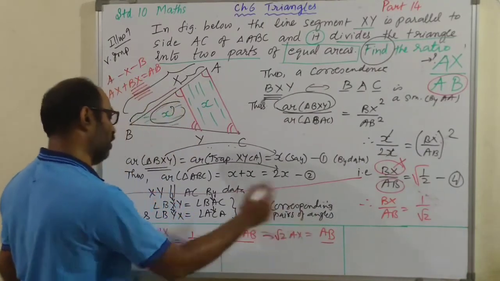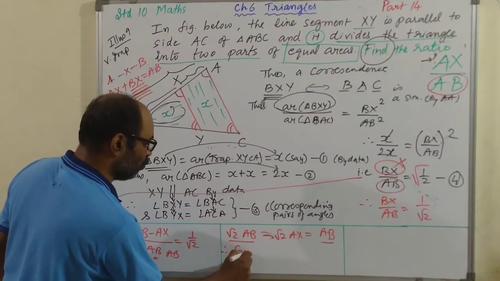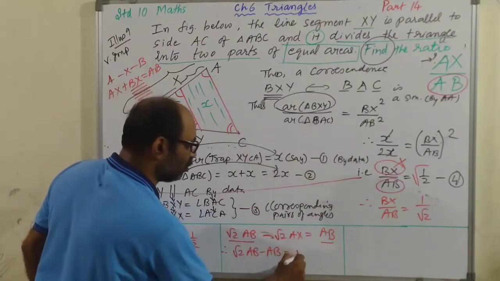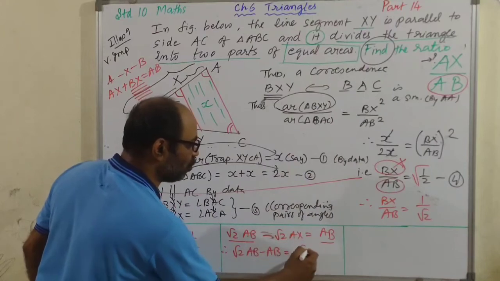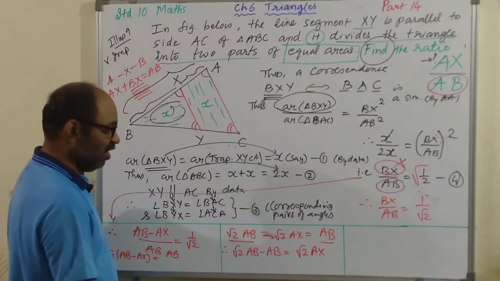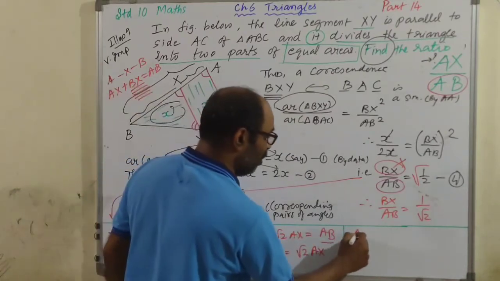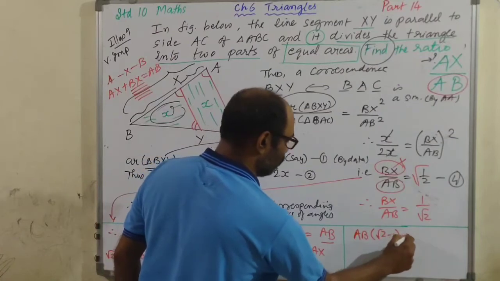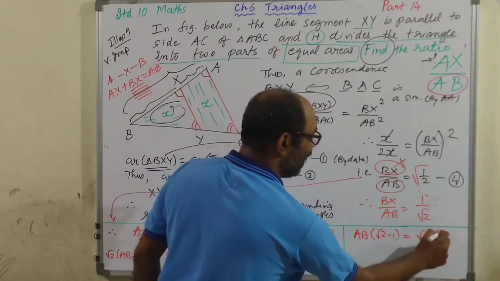ab को साथ में करो, ab ये बाजू लेकर आओ. So root 2 ab minus ab, ax को वो बाजू टर्म ले जाओ. So minus 2 root 2 becomes plus root 2 ax. ठीक है, so ab को कॉमन निकालो. So ab is common, so ब्रैकेट में root 2 minus 1 and this is root 2 ax.